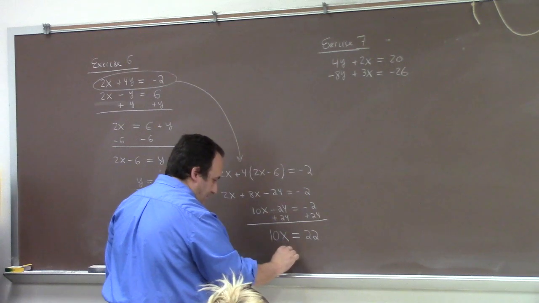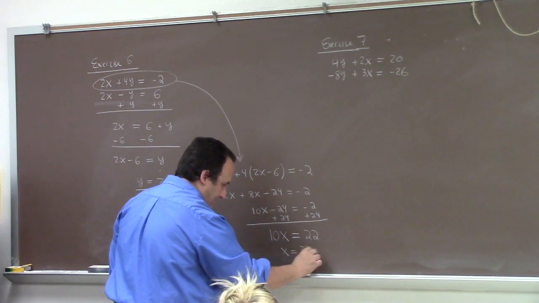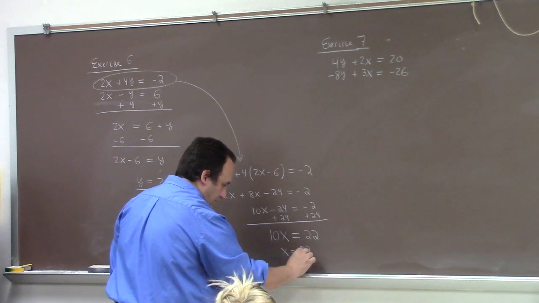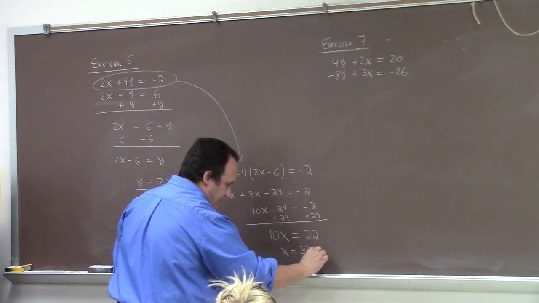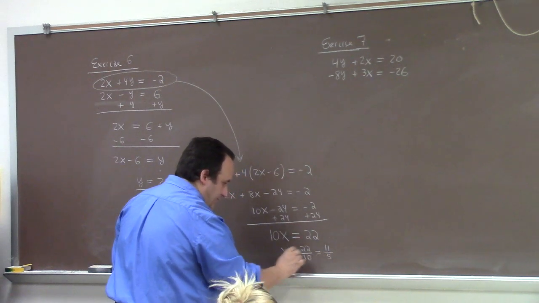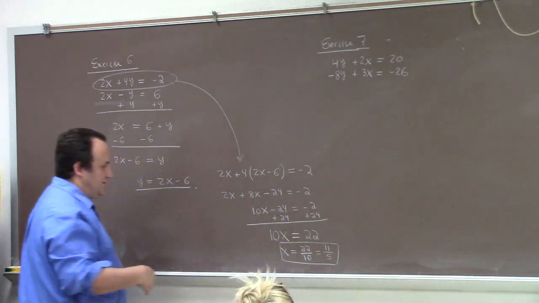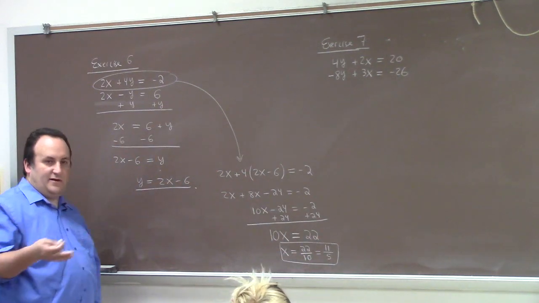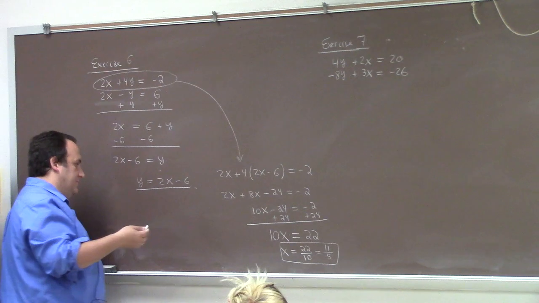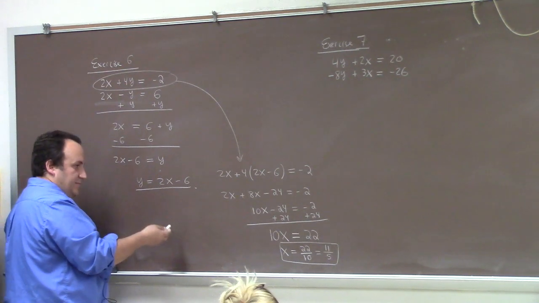x equals 22 over 10, right? You want to reduce it or just leave it like that? Sure, reduce it. What'd you get? 11 over 5. That'd be fine, yeah. Either would be fine with me. So great, there's x. The solution is always a pair if it exists, right? So if that's x, then what's y?